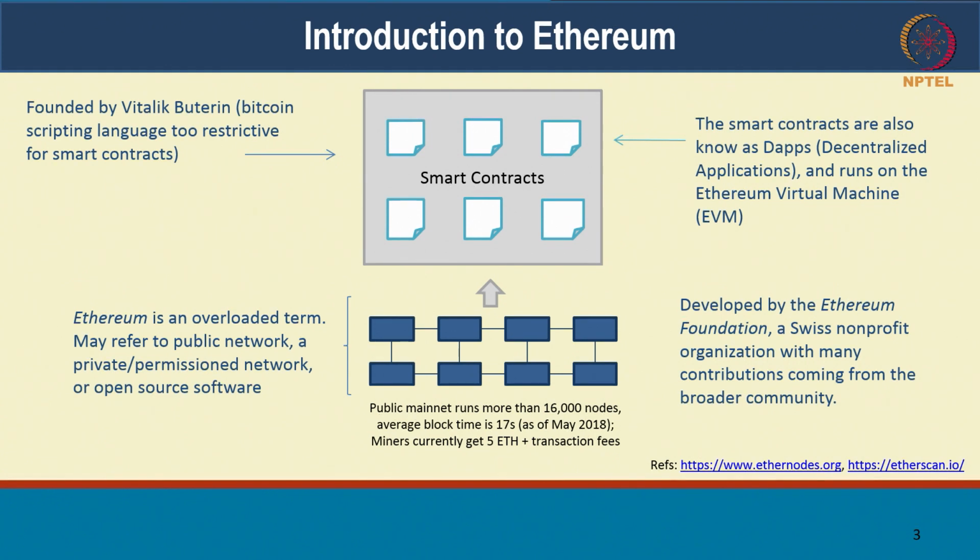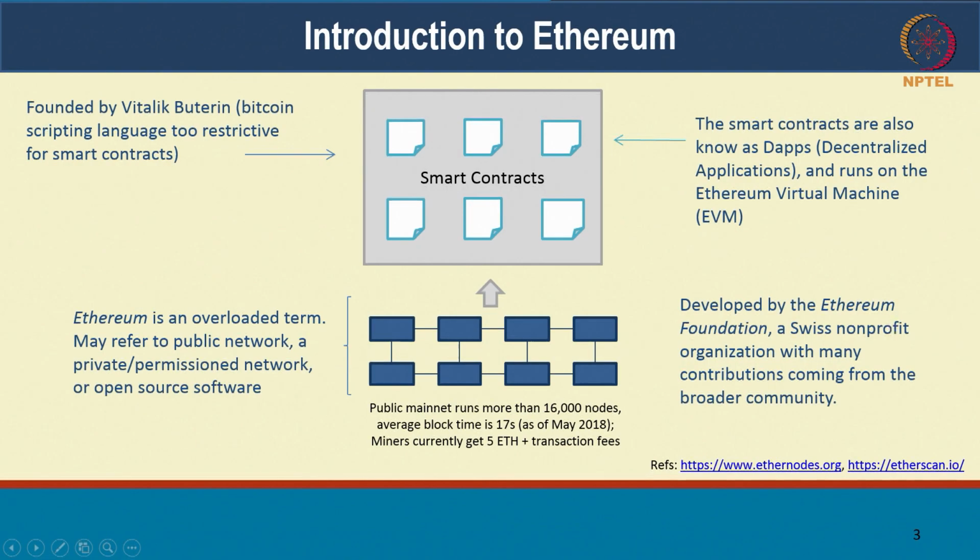So Bitcoin takes 10 minutes for each block. Ethereum takes roughly 15 to 17 seconds. And miners today get 5 Ether plus all the transaction fees for the transactions in the block they mine. It also uses proof of work similar to Bitcoin, but we'll talk about some of that in due course. So there is a reward for mining, which is 5 Ether, and the miner who solves the proof of work challenge first also gets the transaction fee.